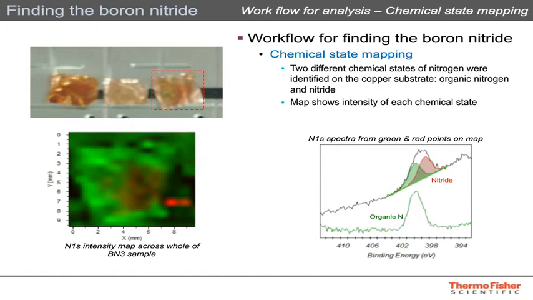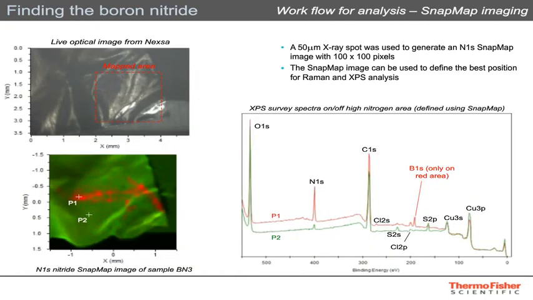Having located the boron nitride on the large area map, we can now zoom in and acquire a higher quality image over a small area. The red area on the bottom image shows the boron nitride, and the green area shows the organic nitrogen.